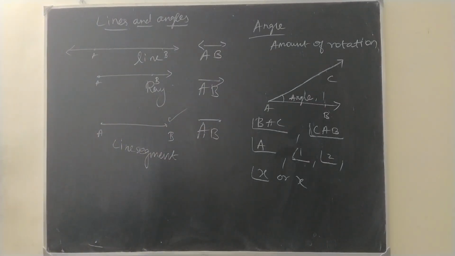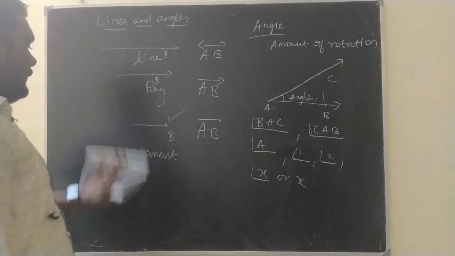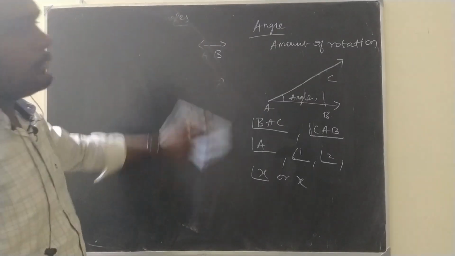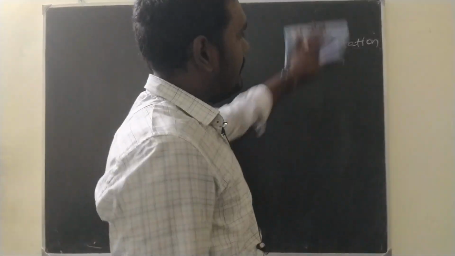Next. The related angle, complementary angle. Simply in short, we'll finish. If the sum of two angles is 90 degrees, then those two angles are called complementary angles.